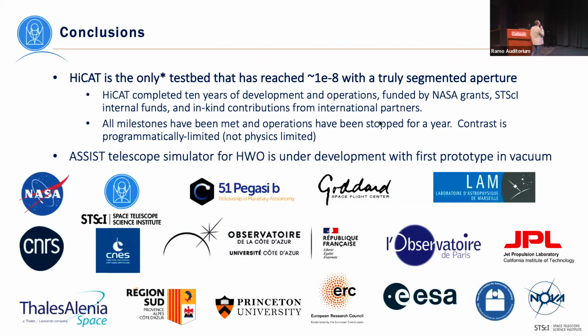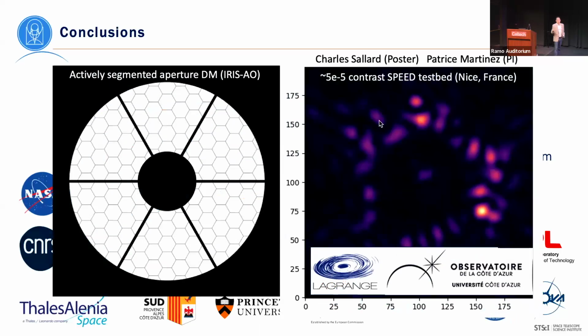So just my conclusions now. HiCAT is the only test bed that so far has reached 10⁻⁸ with a truly segmented aperture. I put an asterisk here because there's actually a new test bed that has its first light. There's a poster by Charles Salard and Patrice Martinez. They're from the University of Nice, and they have this test bed. It's an infrared test bed for ELT, and they've reached a 10⁻⁵ dark zone now with a truly segmented aperture. It's also an IRIS AO mirror as well.